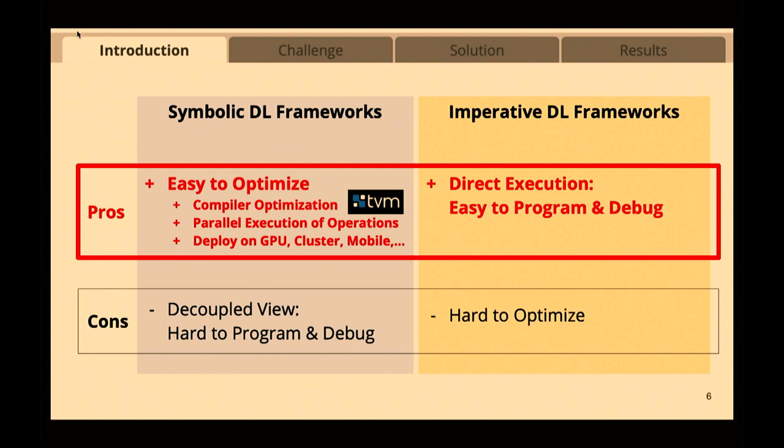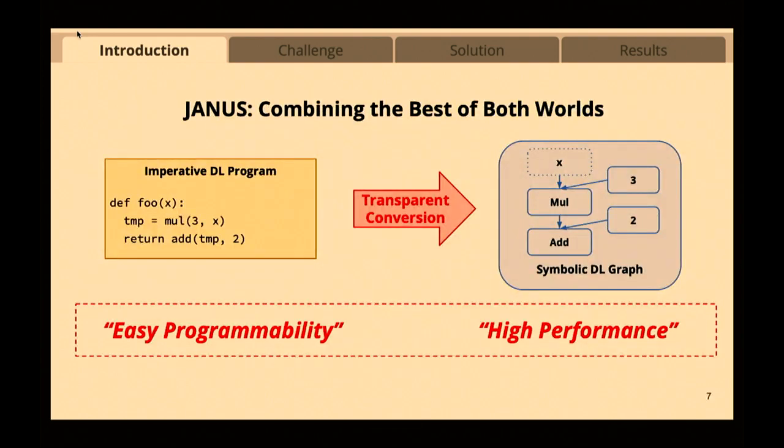In terms of performance, optimizing symbolic graphs is easier than optimizing imperative programs. In terms of programmability, however, imperative programs are much easier to write or debug compared to the symbolic graphs. Our motivation is to unify the two paradigms to make deep learning easier and faster. Janus tries to combine the advantages of each approach by transparently converting imperative programs into symbolic graphs.